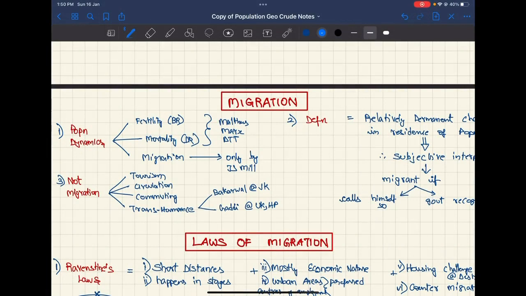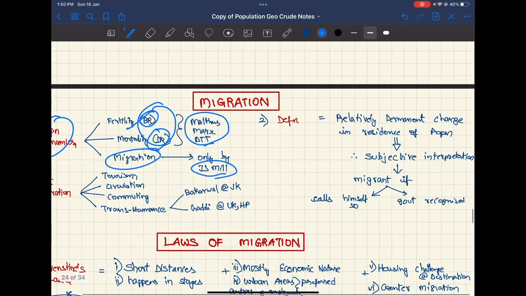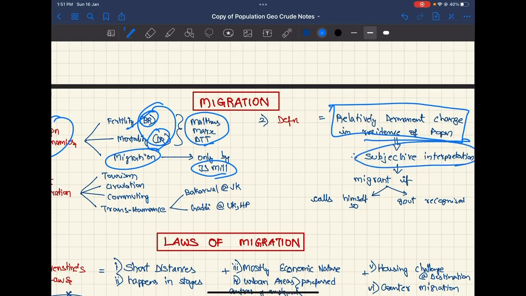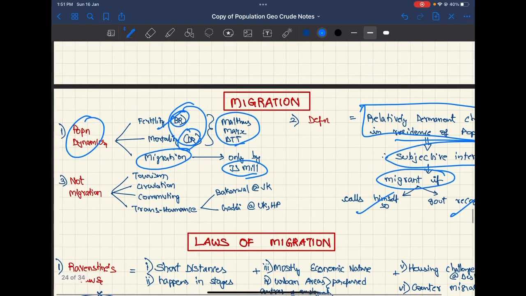Now let's get to migration. The population dynamics are fertility, birth rate, death rate, and migration. Marx, Malthus, and DDT explain only the first two. Migration is explained by JSML. The definition of migration is a relatively permanent change in residence of the population. So it is prone to subjective interpretation. If you call yourself a migrant and the government recognizes it.